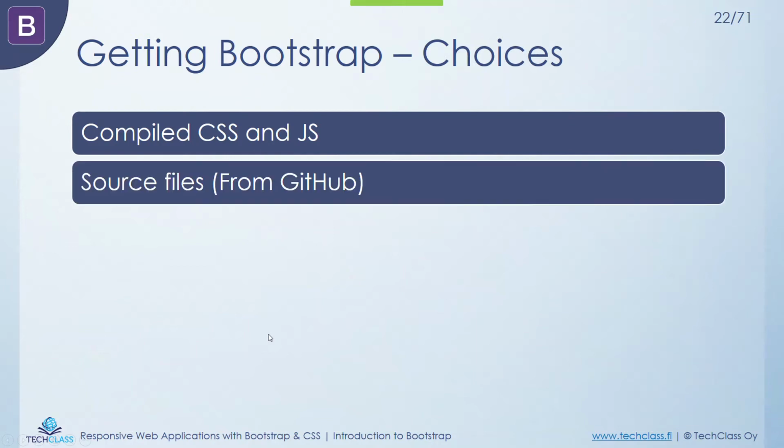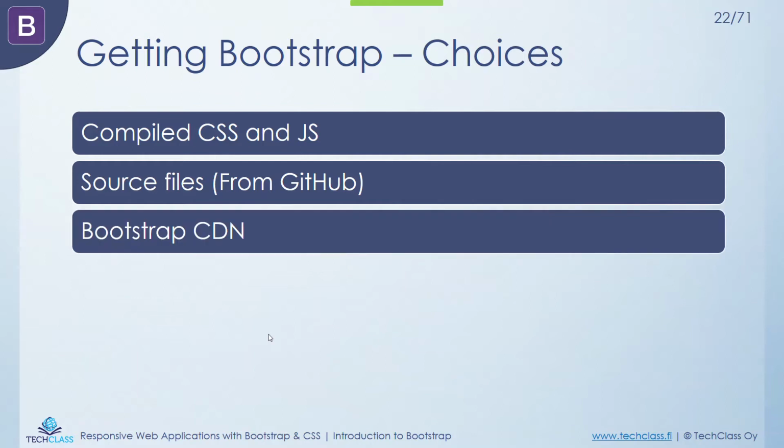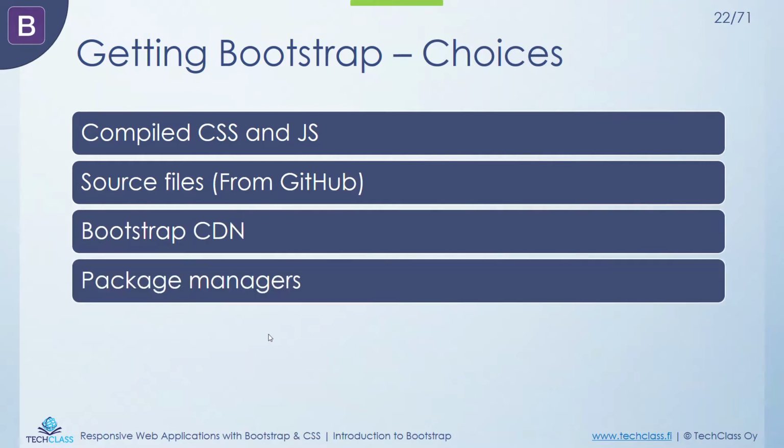So let's see what choices we have. We have compiled CSS and JS. We have source files from GitHub. We can use Bootstrap CDN. We can use package managers. These different ones that I listed here are the most well-known ones.